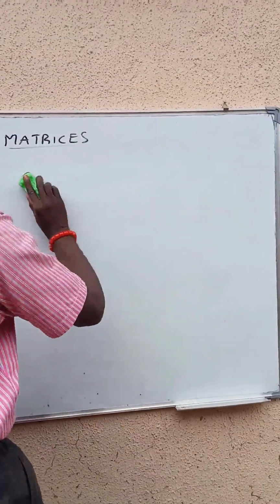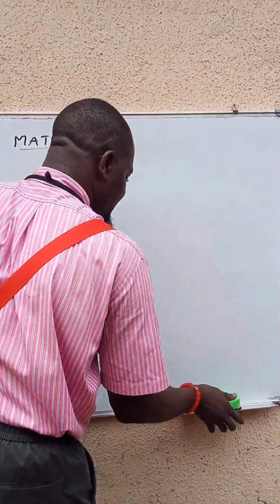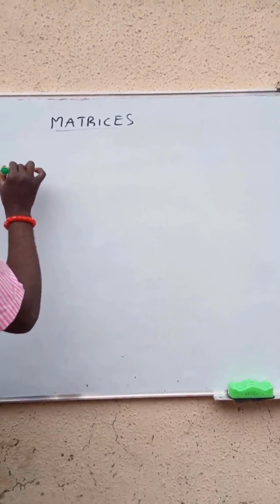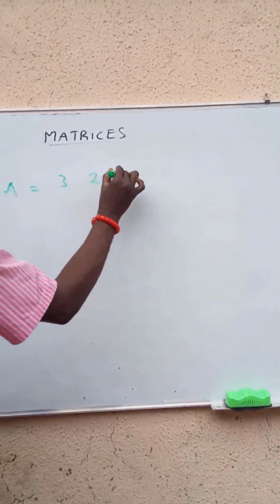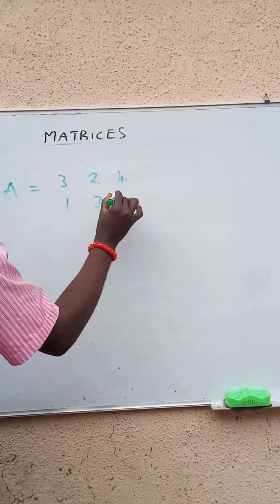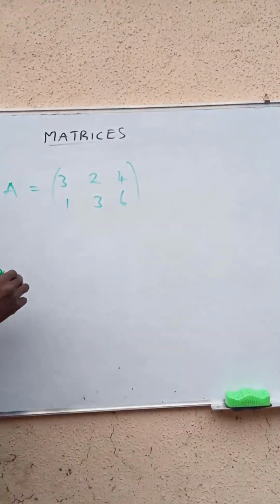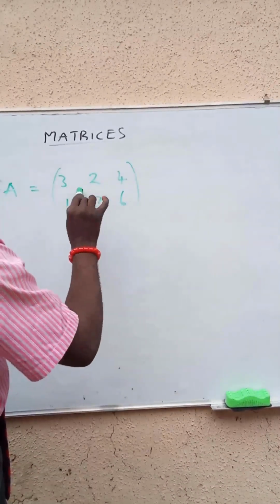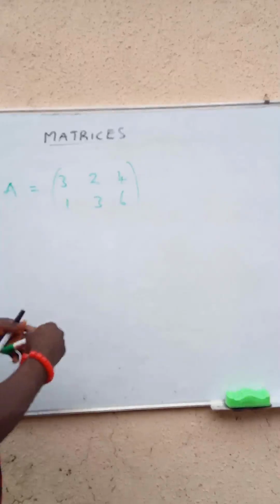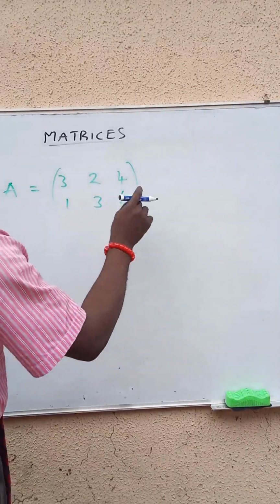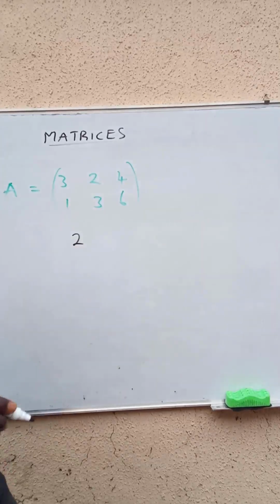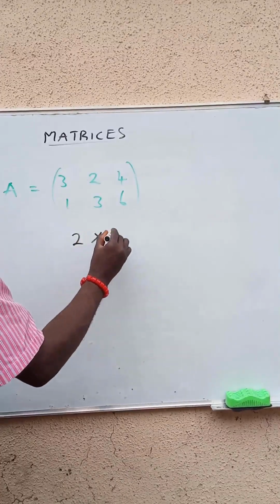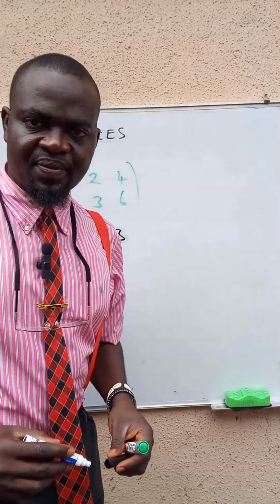But we're talking of the order. So if I have an element of this form, let me say A equals 3, 2, 4, 1, 3, 6. So what will I name this? Now in this case, we have the first row, which is 3, 2, 4, and the second row, 1, 3, 6. Since I have 2 rows, I'll say 2. Then I count the columns: 1, 2, 3. So this is a 2 by 3 matrix.